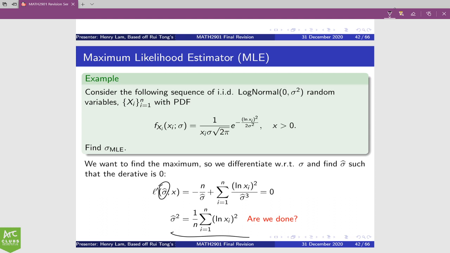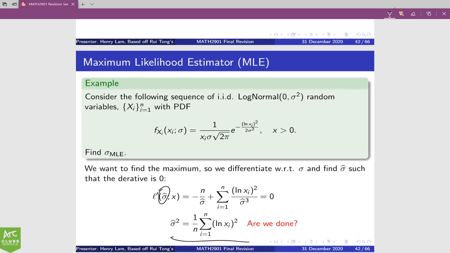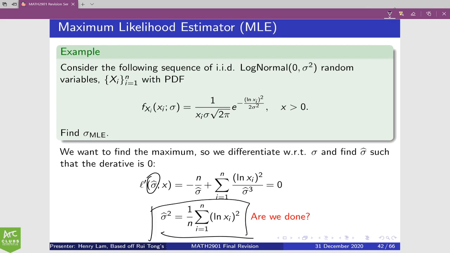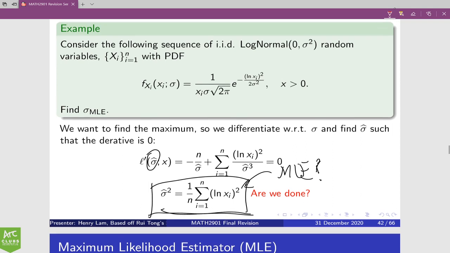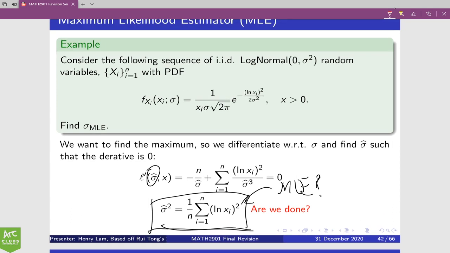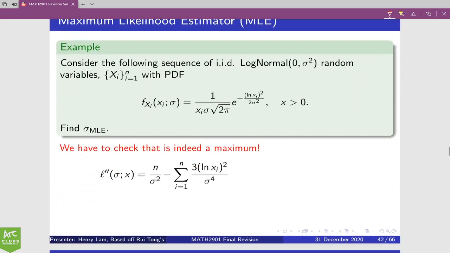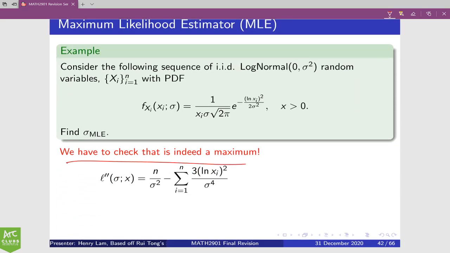Now, we found a stationary point. So can we just say that this is the MLE? Can you just go, okay, we found the MLE, we're done? You can't technically do that, because really what you found so far is a stationary point. You need to prove it's a maximum. For stationary points, you just check the second derivative and check the sign. So I just found the second-order derivative.